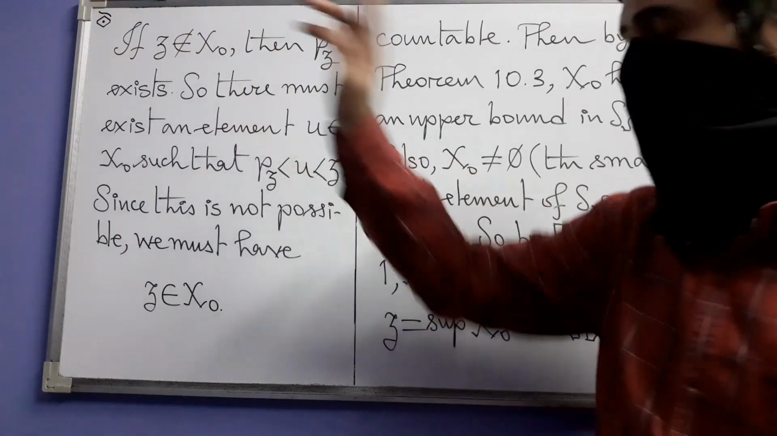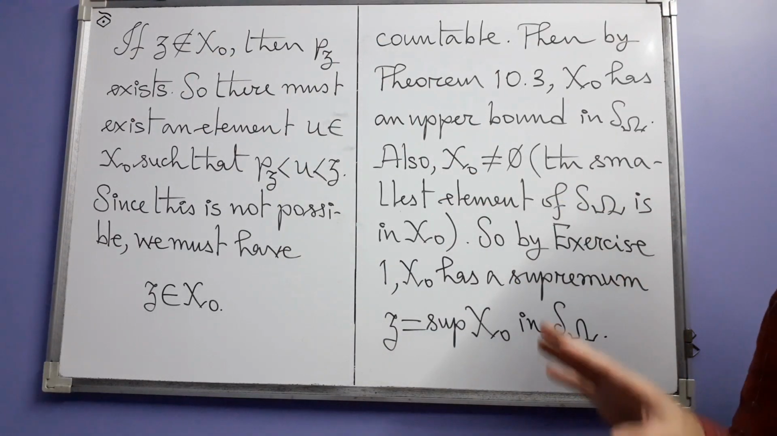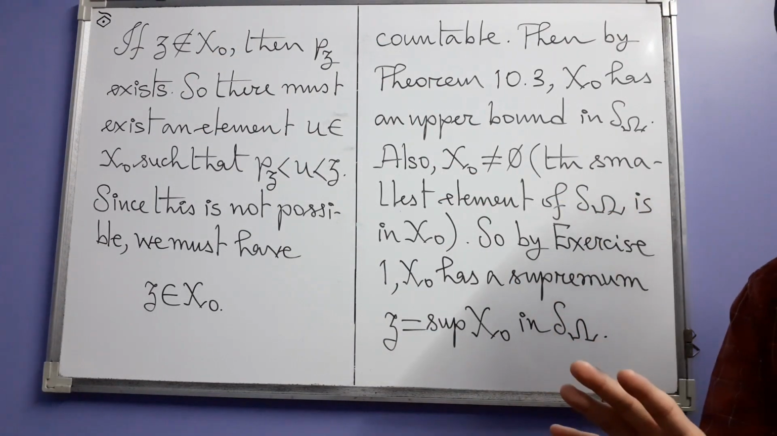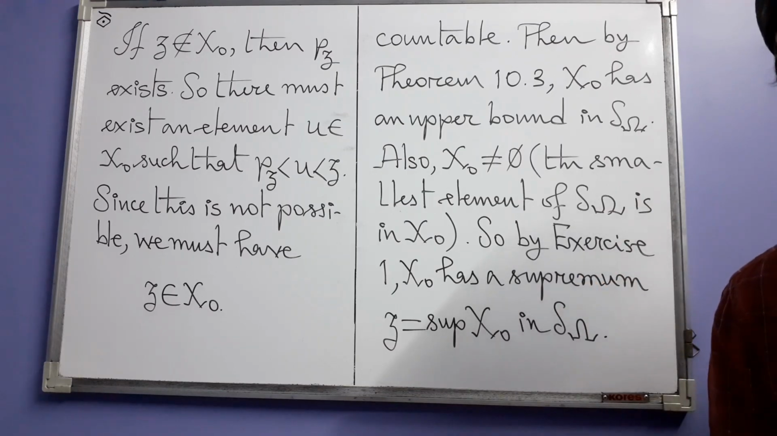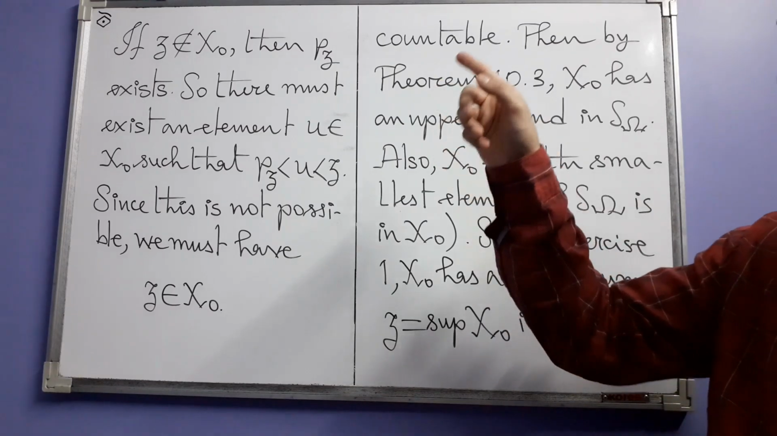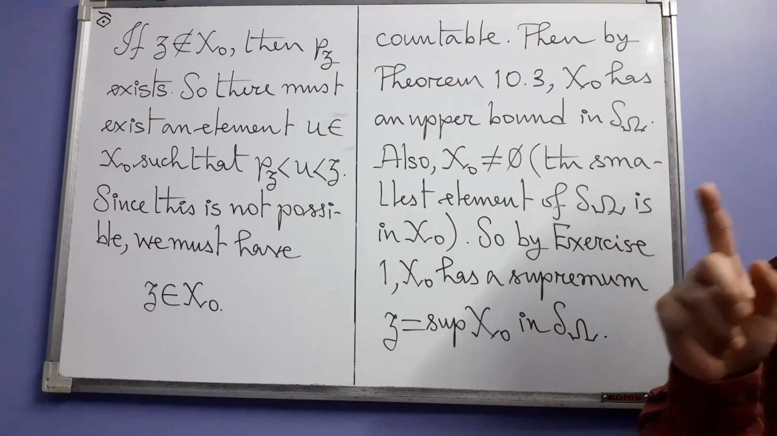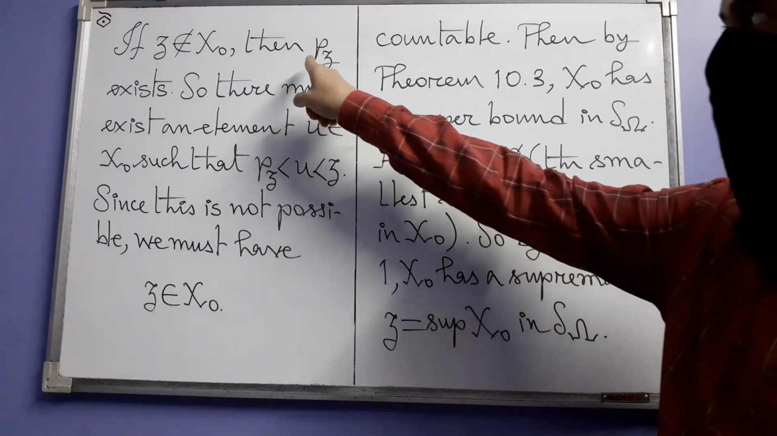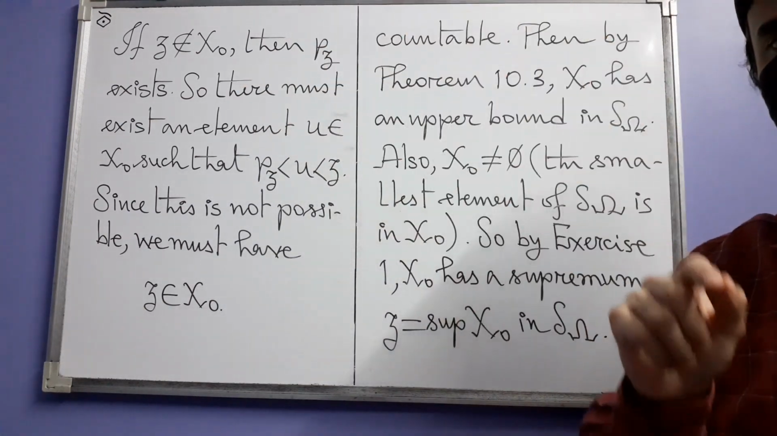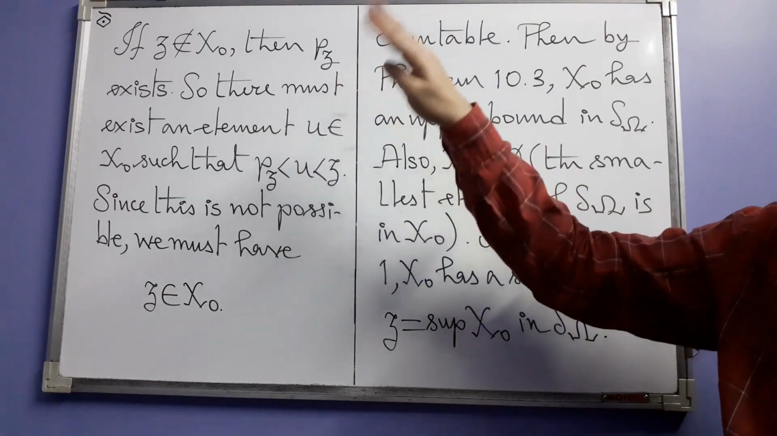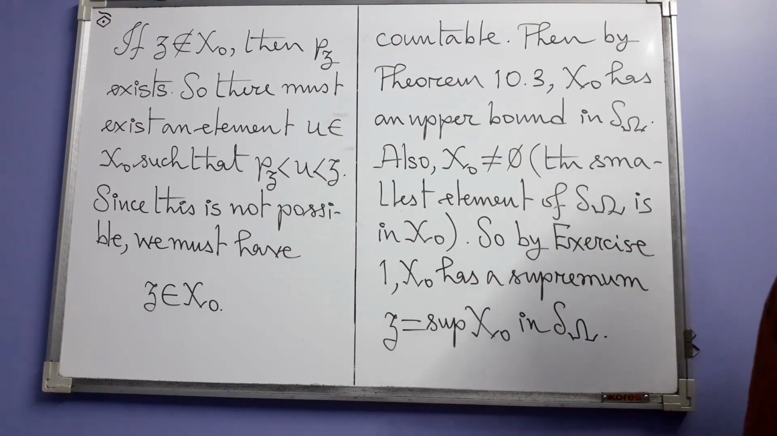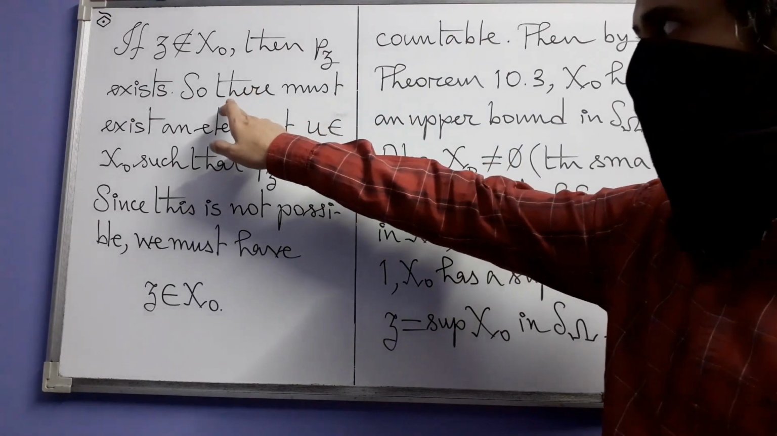If it is not in X naught, what does that mean? X naught consists of those elements which do not have immediate predecessors. So not being in X naught means Z will have an immediate predecessor. That means Pz according to our notation exists. It's an element in S omega.